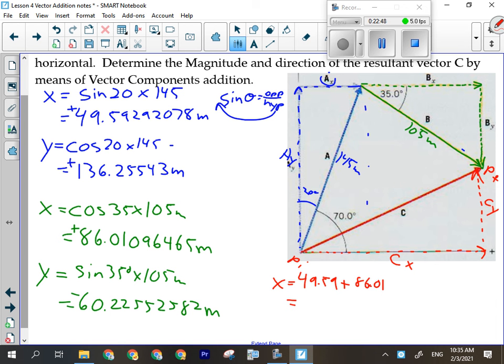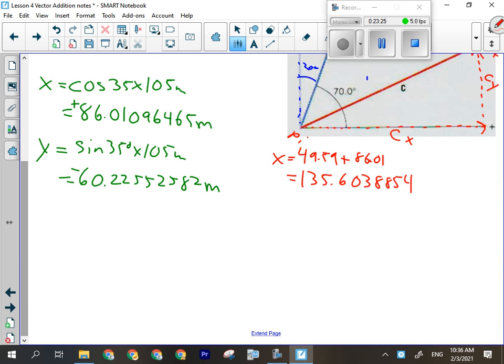So red x is going to be 49.59 plus 86.01096465. So red x is 135.6038854. Again, keep all the decimals until the end. It makes a difference when you're in Pythagorean Theorem and you're squaring that number. If you've rounded it off, it makes a difference when you calculate your final answer, and when you get your final significant digits, you might get it wrong because of that. So keep all of the decimals.